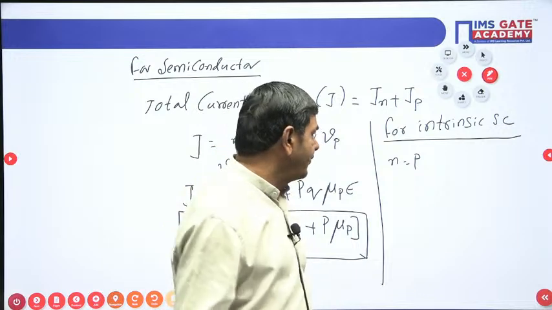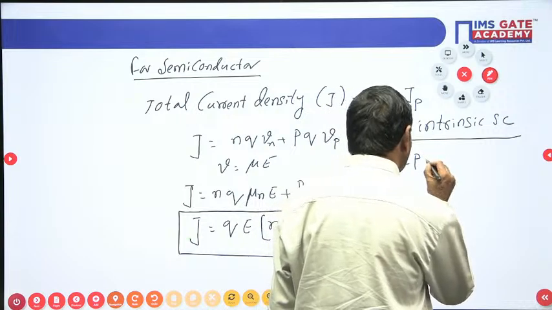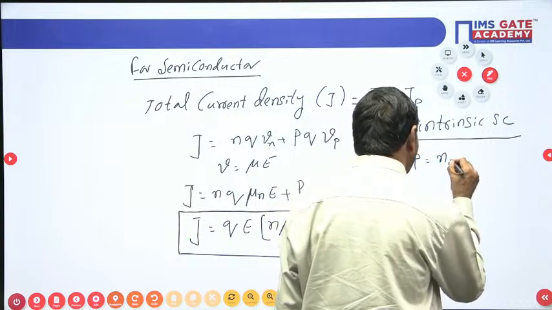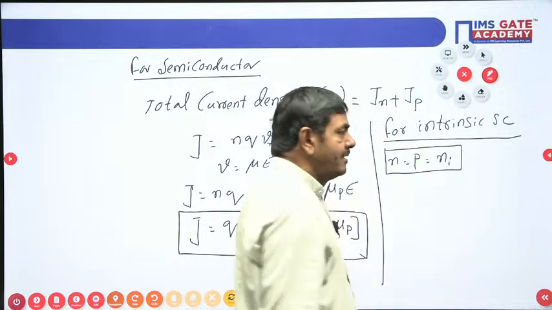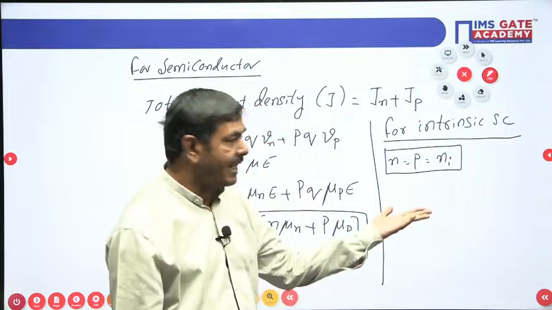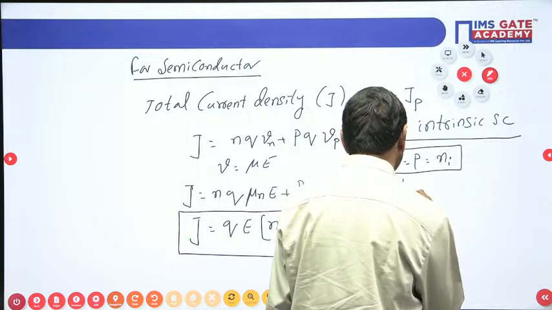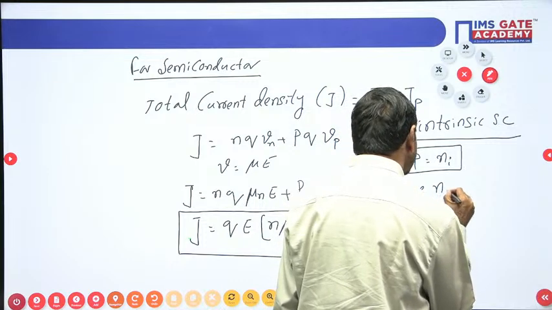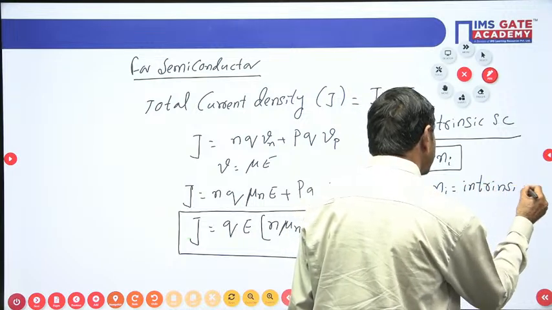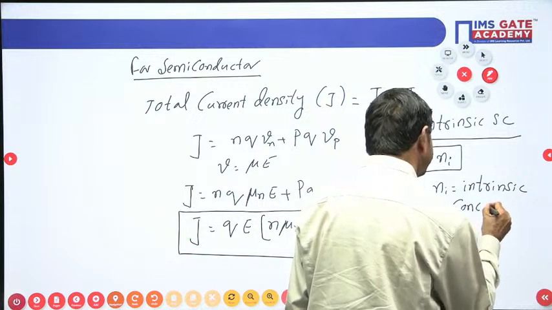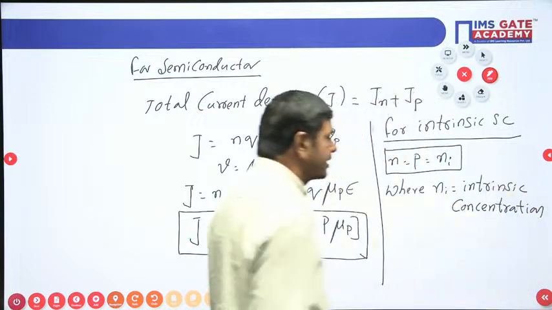One more way to define it: N equals P equals Ni. The concentration of electrons equals Ni, and the concentration of holes equals Ni, where Ni is given the name intrinsic concentration.